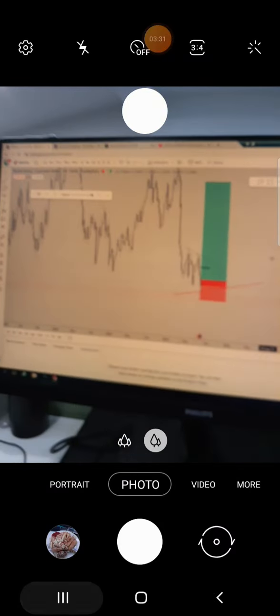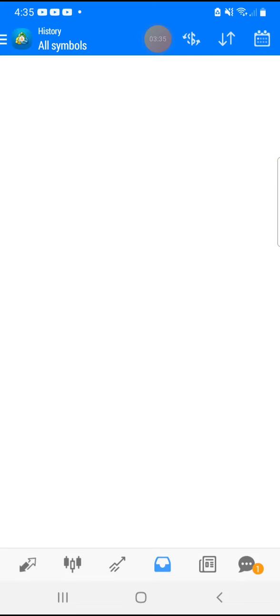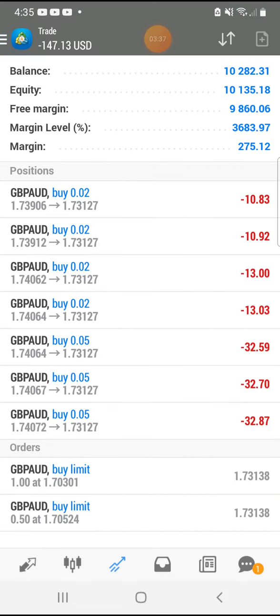Now this FX Mesh, just a little explanation regarding how I entered profit and the positions I'm still holding. So GBPAUD is what I'm holding.